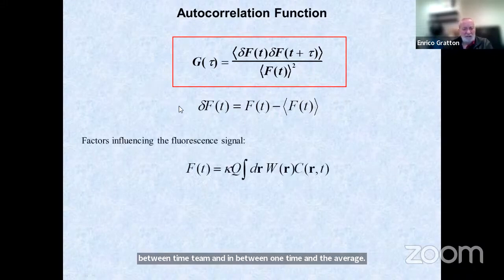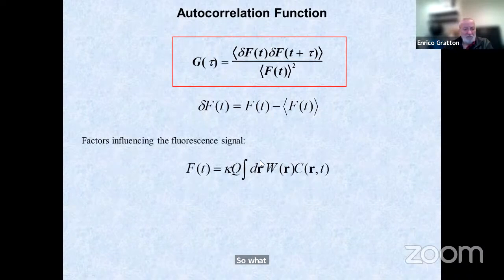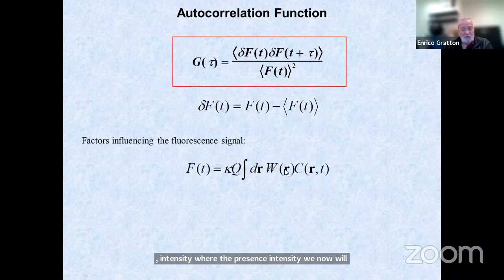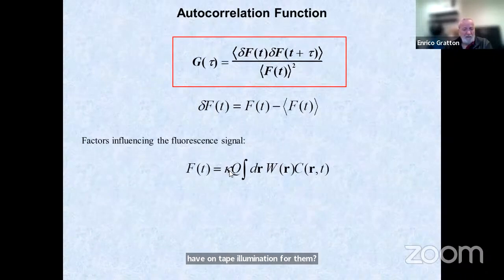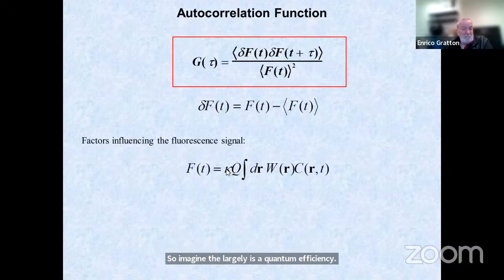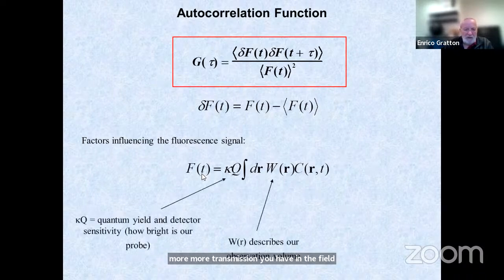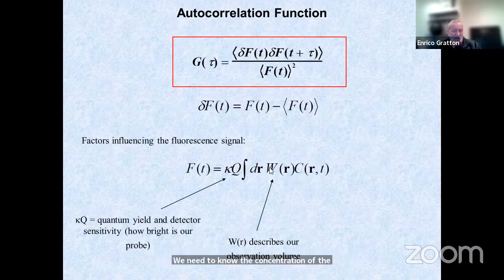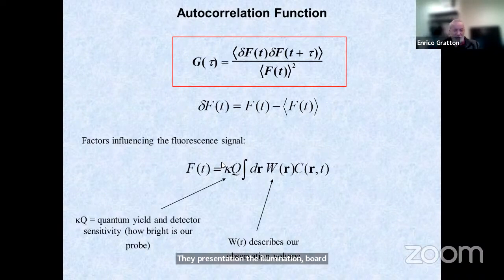So what are the factors that will influence the fluorescence intensity? Well, the fluorescence intensity, we know, will depend on the concentration of molecules that we have, on the illumination volume, which is that W R. K is a factor which simply tells you how efficient the filters are, and Q is the quantum efficiency. So the larger the quantum efficiency, the more fluorescence intensity you will observe, and the more transmission you have in the filters, the better it will be. Okay, so clearly we need to know the concentration of the sample, the illumination volume, and eventually those two factors that are constant.